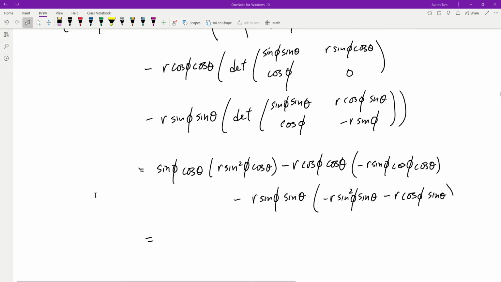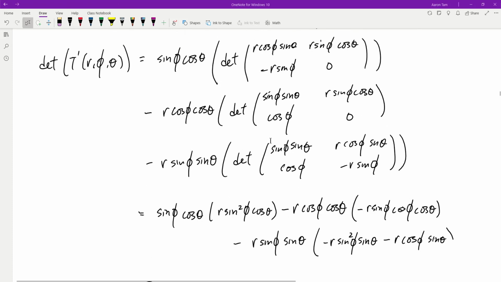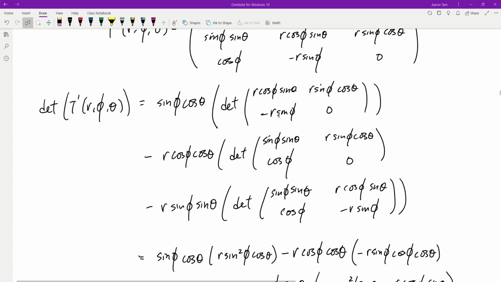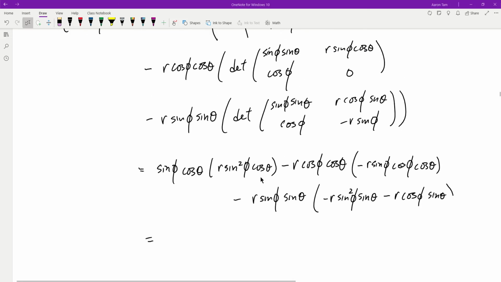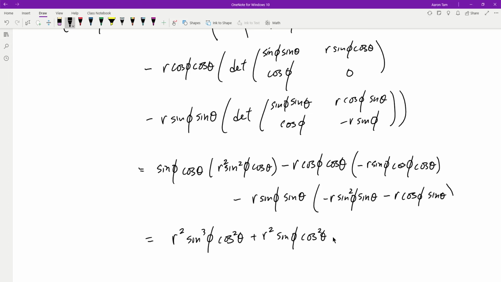Let's see. All right. Oh, actually, I noticed a mistake. This will be negative r squared sine squared phi. So that's a square. Now if I multiply this out, that should be r squared sine cubed phi cosine squared theta. If I multiply this out, it becomes minus r squared, or actually plus, because it's minus a negative. And then I'll have sine phi cosine squared theta, cosine squared phi cosine squared theta.